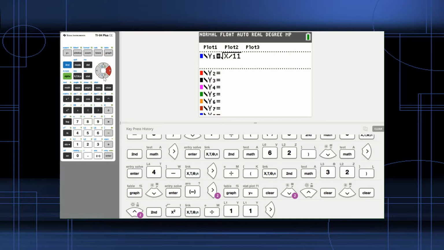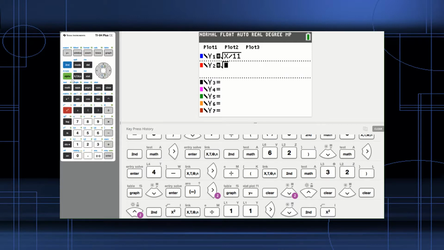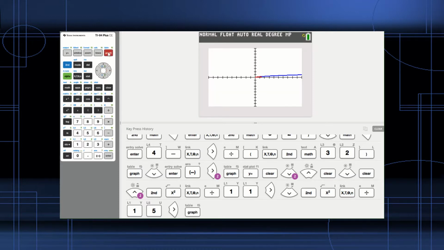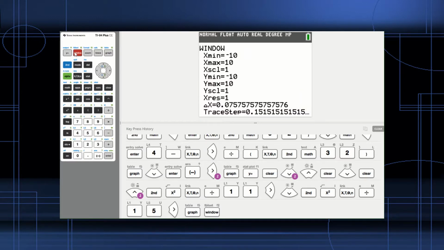And in Y2, we're going to graph the current of the lamp. So I'm going to hit second x squared again to get the square root, and this is x over 15. Let's go take a peek at what these graphs do. Here comes the blue, there goes the red. Let me check my window. I can't have any negatives, so I'm going to set x min to 0, and x max to 5.